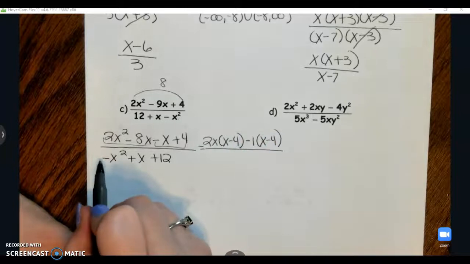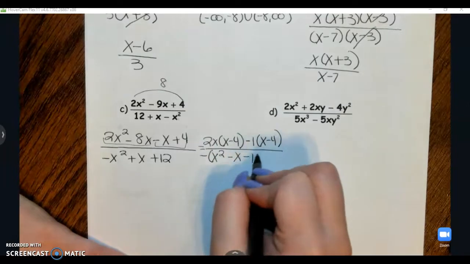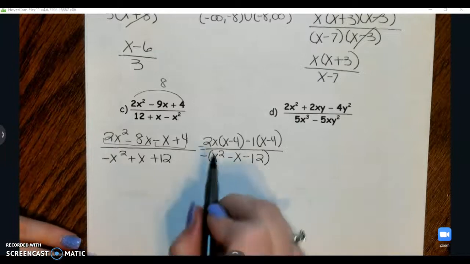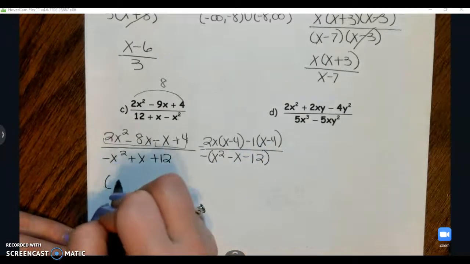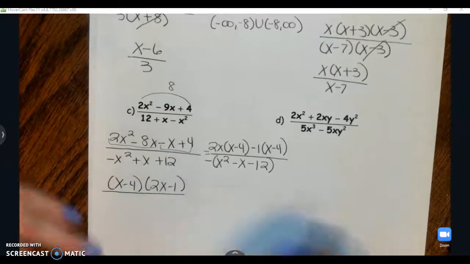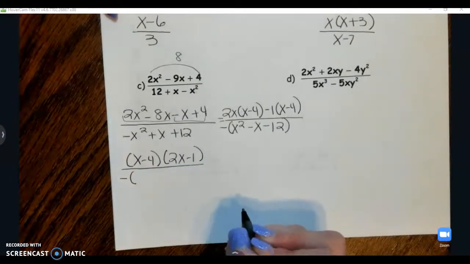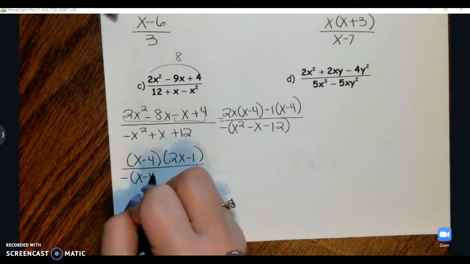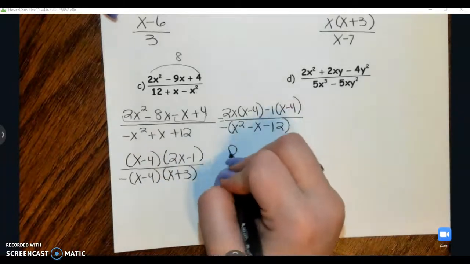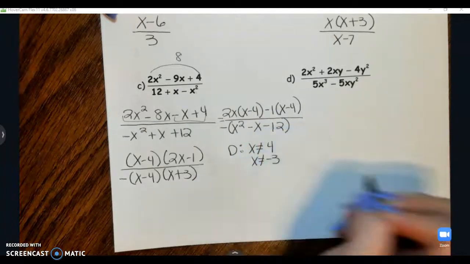Then in my denominator, what I'm going to do is take out that negative in the front and change the sign of everything inside of my parentheses. Okay, so common factor in my numerator is that x minus 4, that leaves us with 2x minus 1. And then in my denominator, I can factor that trinomial, keeping that negative on the outside. That's going to give me x minus 4 times x plus 3. So quickly, before we simplify further, let's identify our domain. X cannot be positive 4 and x cannot be negative 3, otherwise we'll get a 0.